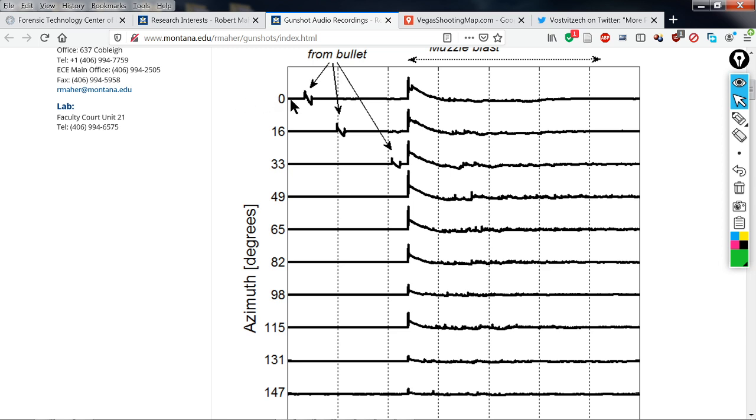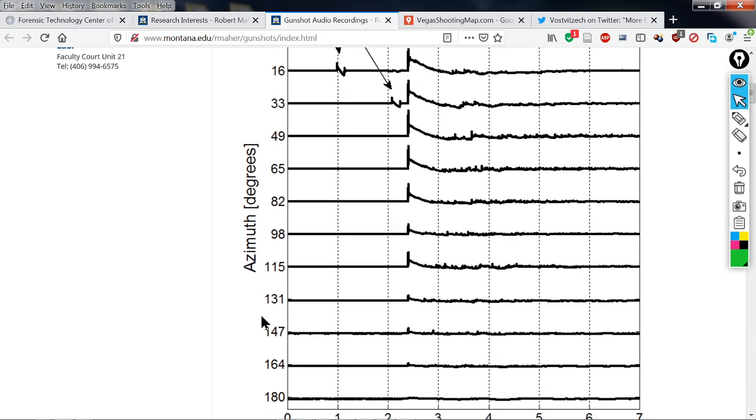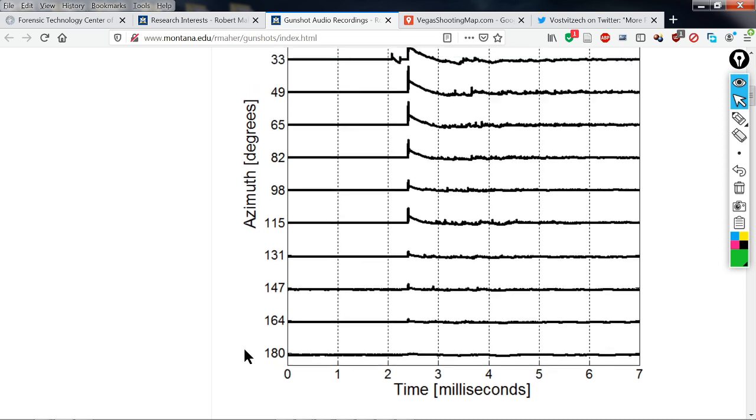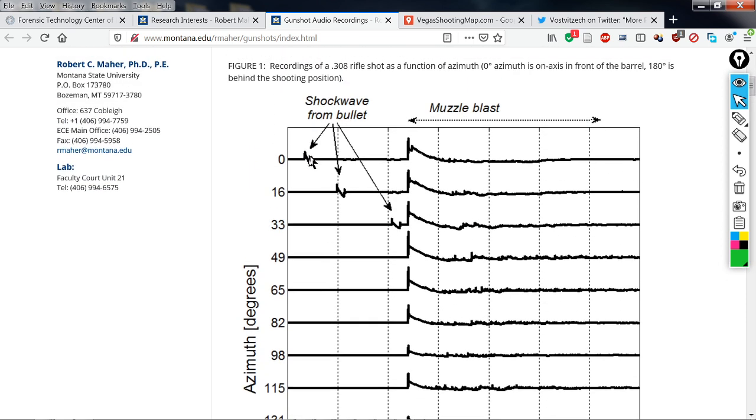So 0 degrees represents being aligned directly in front of the barrel. 90 degrees down here somewhere represents being either left or right. It doesn't matter because the sounds are symmetrical about the path of the bullet. And then, further down at 180, that's behind the gun. The little signal we hear is the shock wave from the bullet.